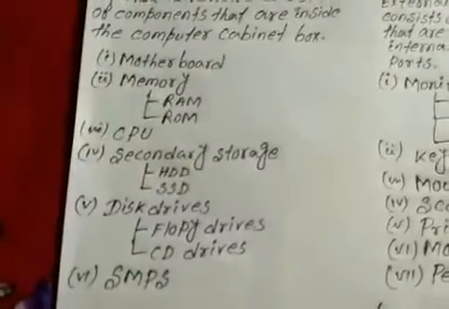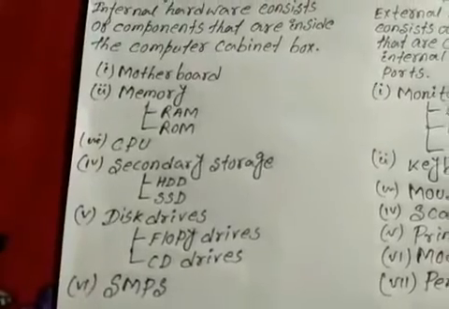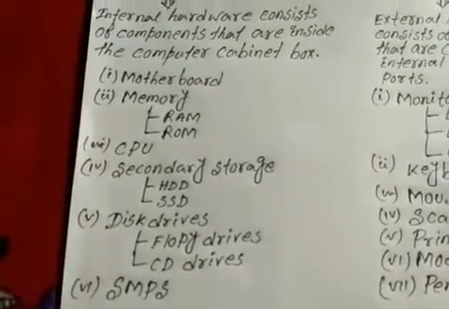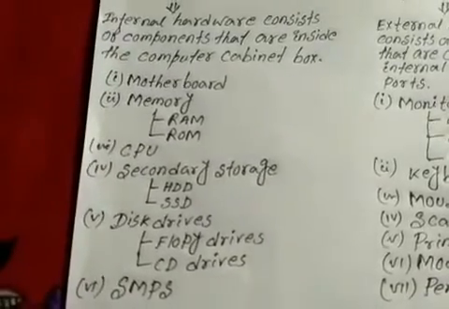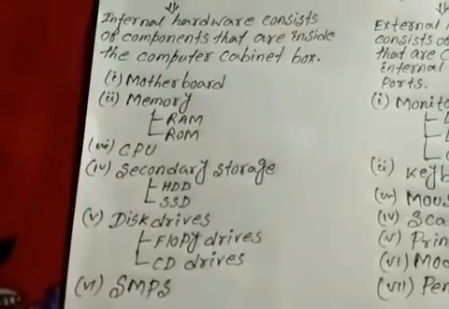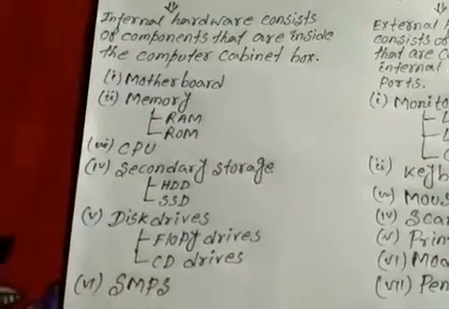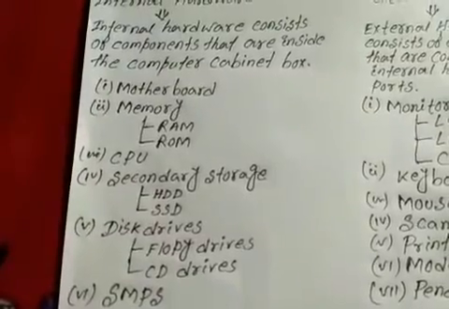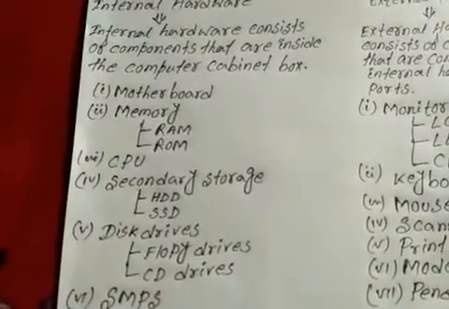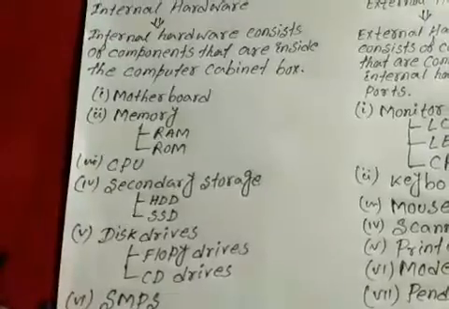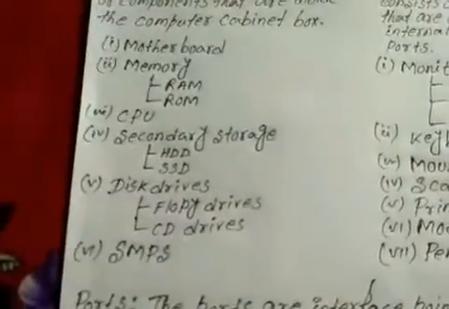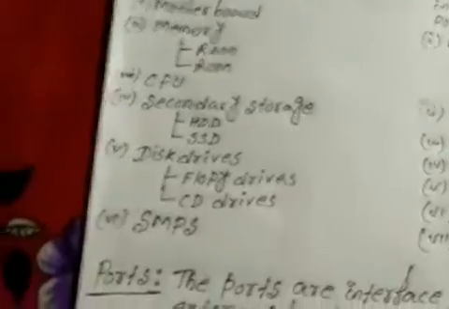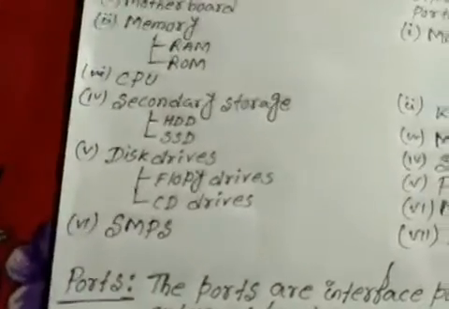CD drives. CD stands for compact disc. CD can hold text, graphics, sound, image, and videos. CD can be used for making backups of data and software. CD can store up to 750 megabytes of data. DVD. DVD stands for digital video disc. DVD is similar to a CD in shape and size but can store a huge amount of information. Then SMPS. SMPS stands for switch mode power supply.